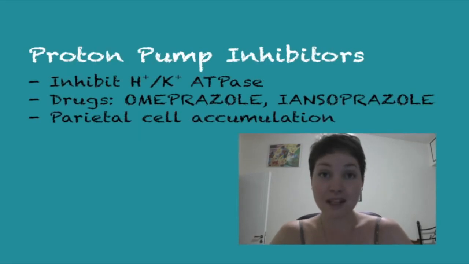The last thing I'm going to mention today is proton pump inhibitors. These increase the outflux of hydrogen ions and increase the influx of potassium ions within the gastric mucosa. This is done through a pump which is helped with ATPase. The drugs are as follows: omeprazole and lansoprazole. They accumulate in the parietal cells, and they irreversibly block the terminal step in gastric acid secretion.